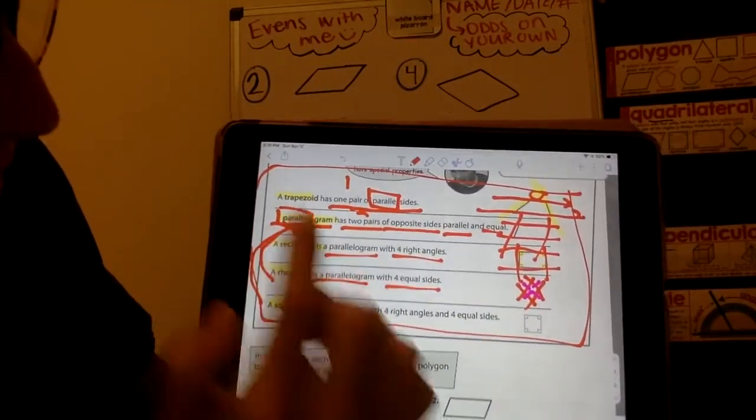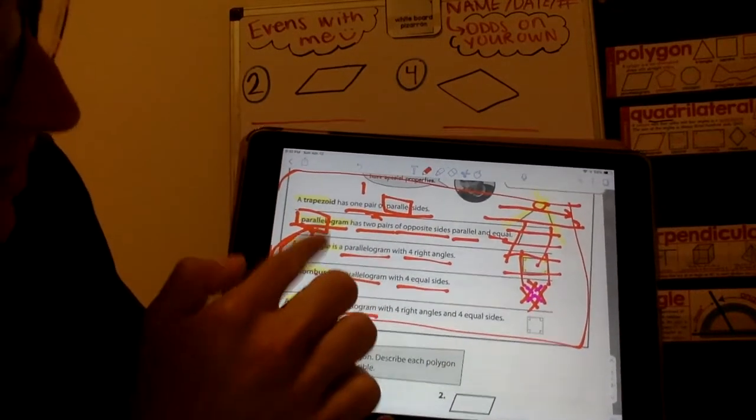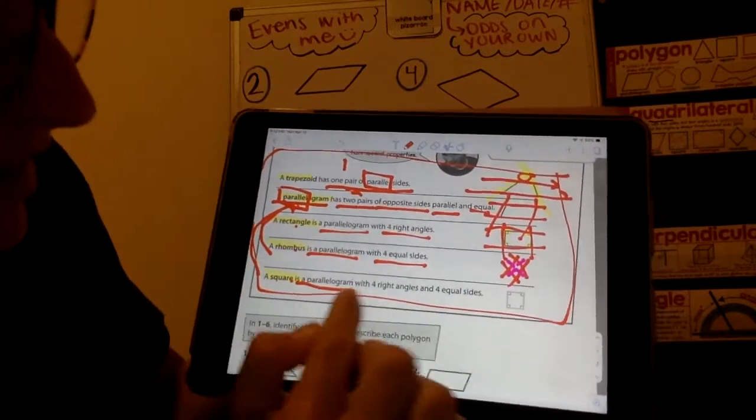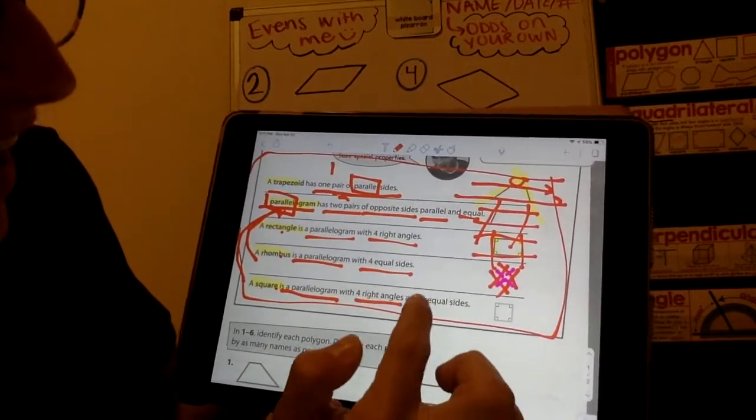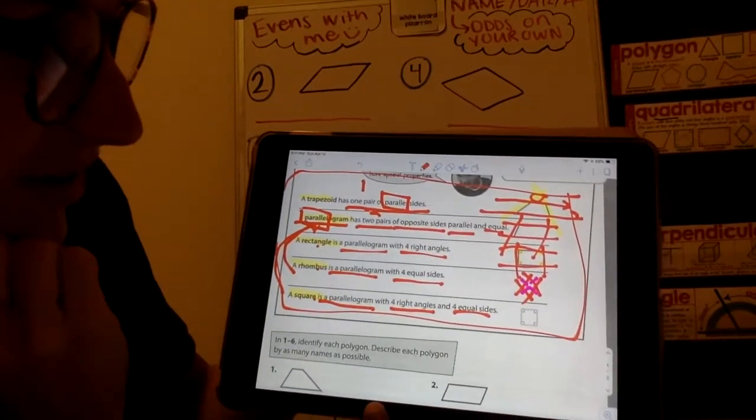Again, we have to kind of go back to that. All three of these are considered to be parallelograms. But this one has right angles and 4 equal sides, so it's almost like a little combination of the rectangle and a rhombus.